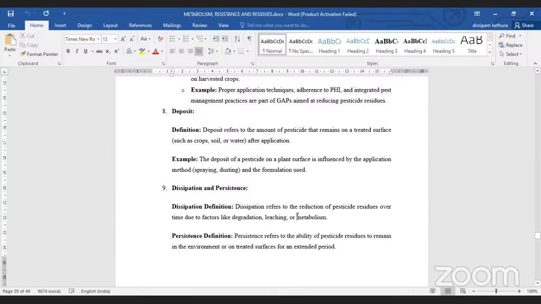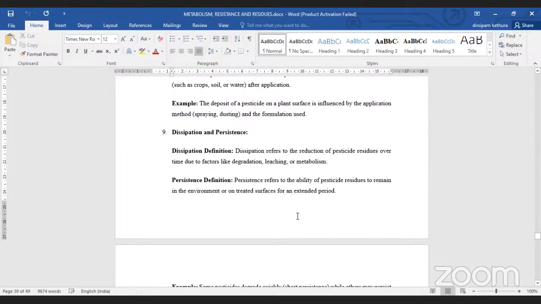And the next one is deposit. Deposit means the amount of initially laid down pesticide on the surface is called deposit. And the example here is the deposit of a pesticide on a plant surface is influenced by the application method and the formulation used. And the next one is dissipation and persistence.